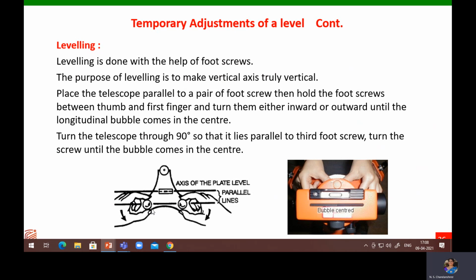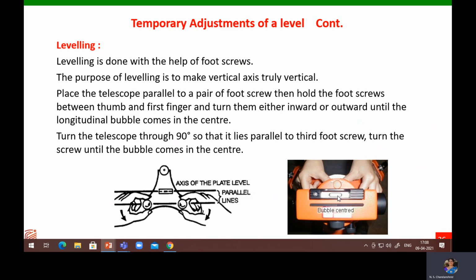After that, we have to rotate both the foot screws both inwards or both outwards. It is not like one clockwise and the other anti-clockwise. We have to rotate them both inwards or both outwards. When we do that, the bubble here will come to the center.